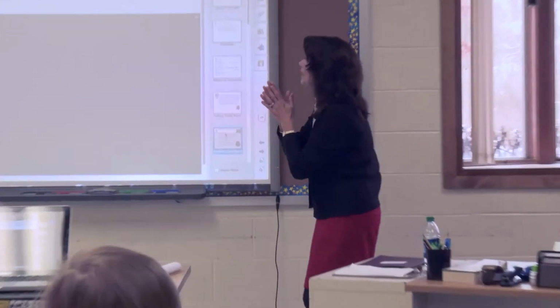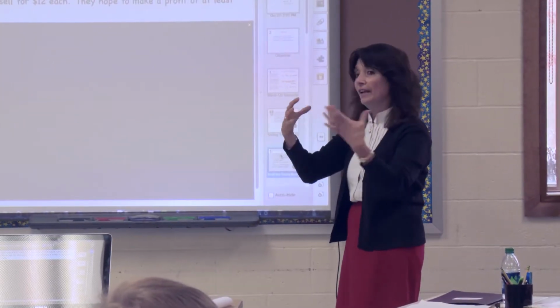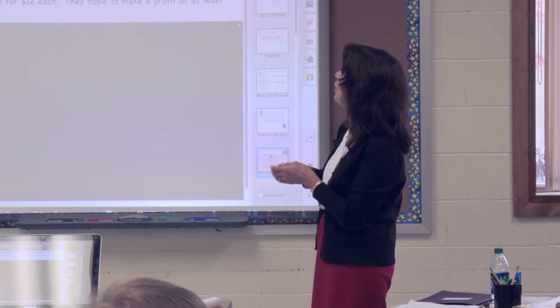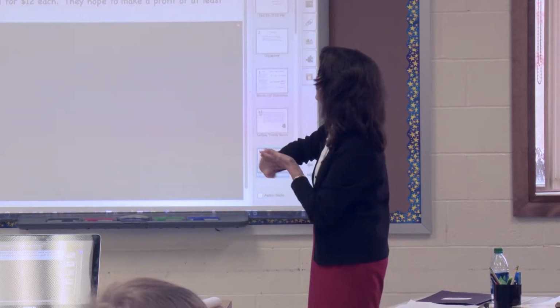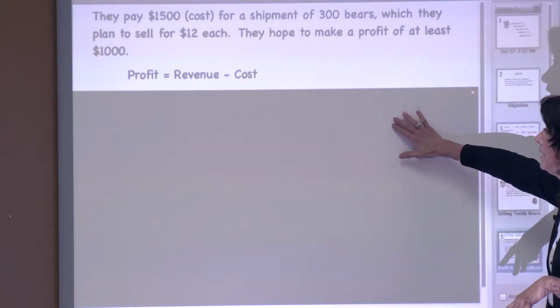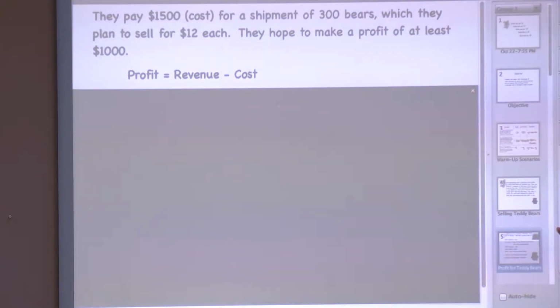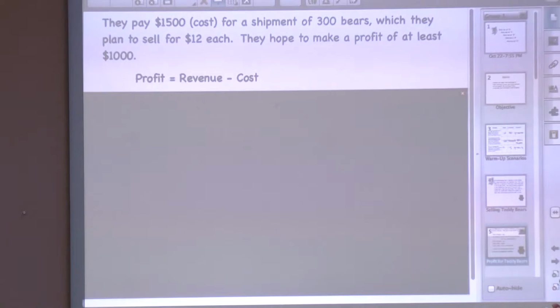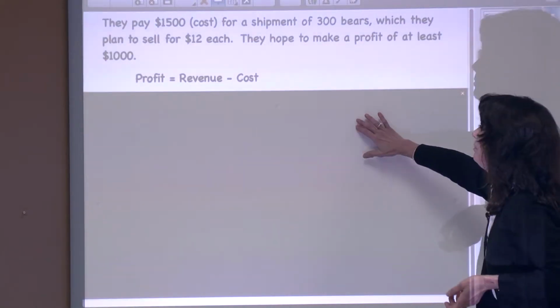So what we're going to talk about first is, okay, they paid $1,500 for these 300 beers, which they plan to sell for $12. They want to make a profit, so we have to understand what profit is. Profit is revenue minus cost, but what does that mean? So I'm going to define what revenue is. Revenue is the amount of money they're going to take in when they sell the beers.